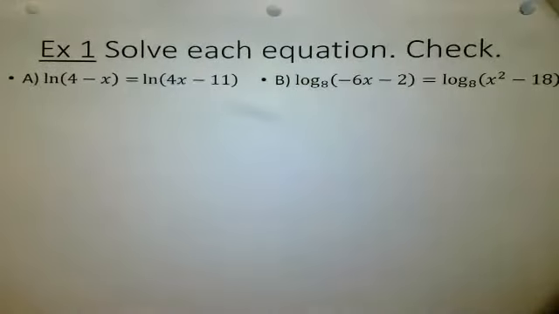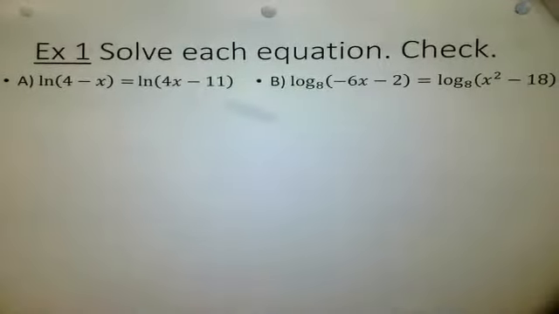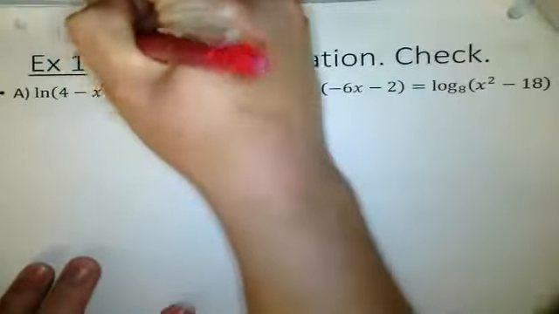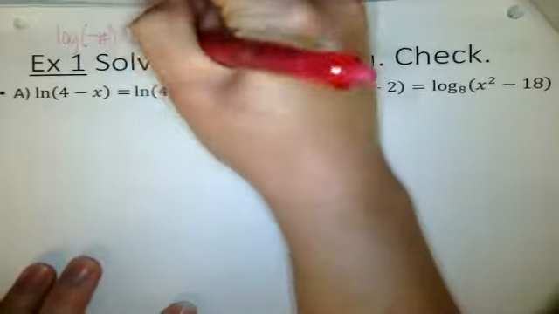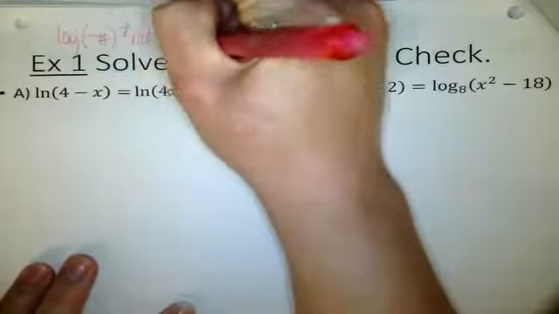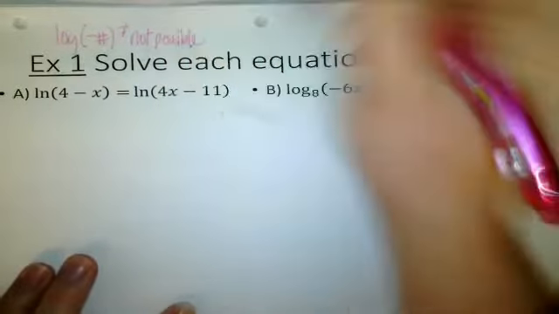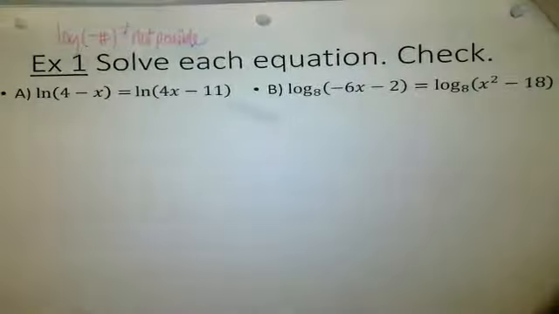Solve each equation and check. Checking is very, very important. Most of the time, the checking can be very, very easy. The one thing that you have to look out for is we cannot take the log of a negative number. That is not possible. We cannot take the log of a negative number.